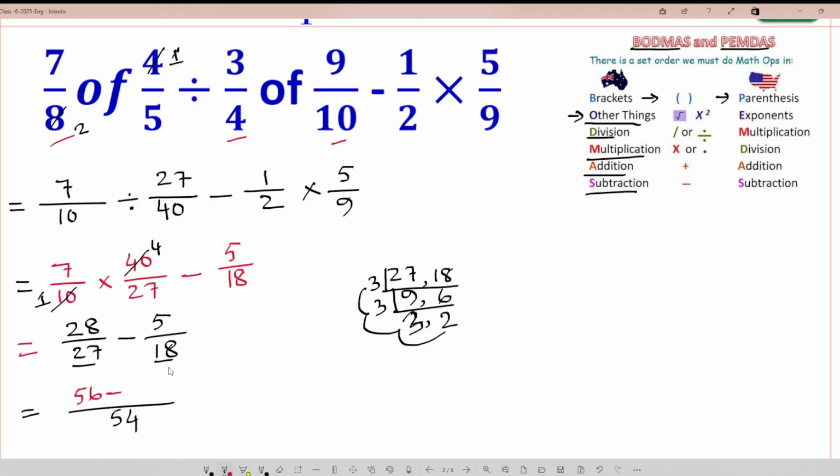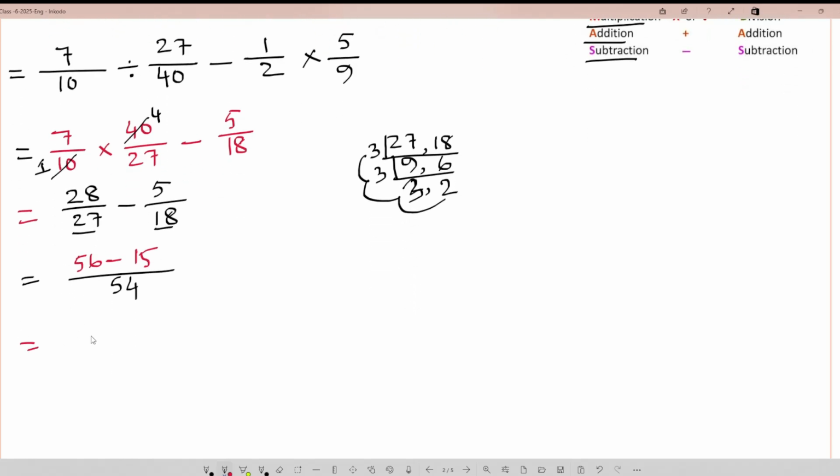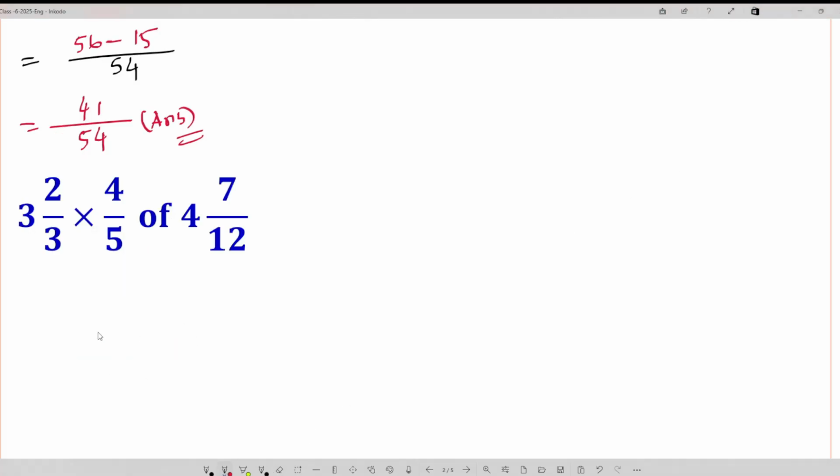54 divided by 18 is 3. 3 times 5 is 15. And finally 56 minus 15 is 41. So the answer is 41/54. This is our answer. Next question.